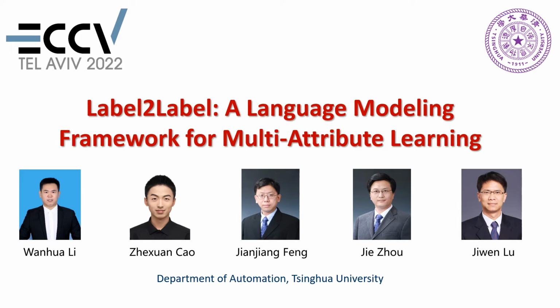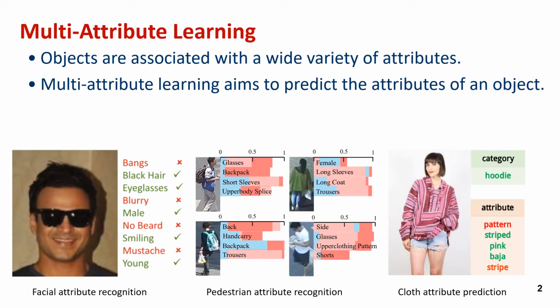Today, I'm very happy to present our paper Label2Label, a language modeling framework for multi-attribute learning. Multi-attribute learning aims to predict the attributes of objects accurately. It involves many important tasks including facial attribute recognition, pedestrian attribute prediction, and cloth attribute recognition.